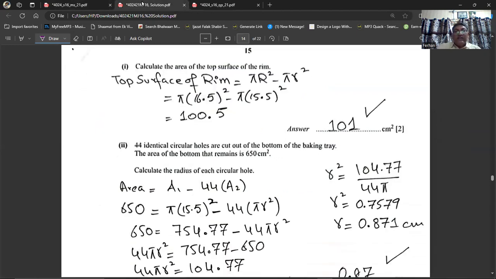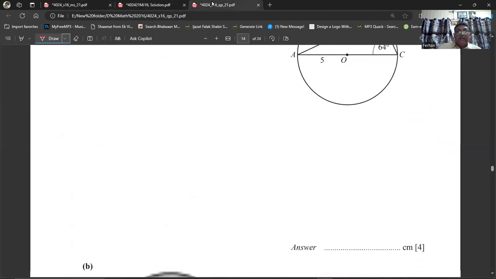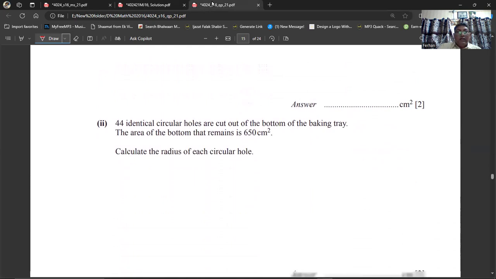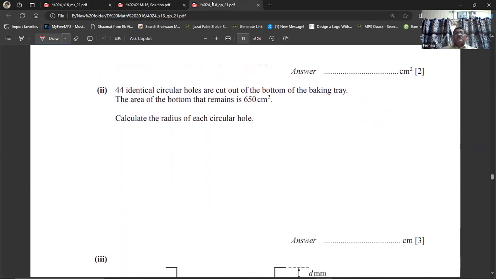Okay, so we are going to the next part. In the next part, they say 44 identical circular holes are cut out of the bottom of the baking tray. The area of the bottom that remains is 650 centimeter square. Calculate the radius of each circular hole.